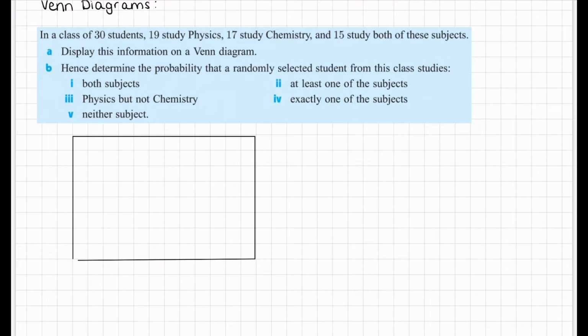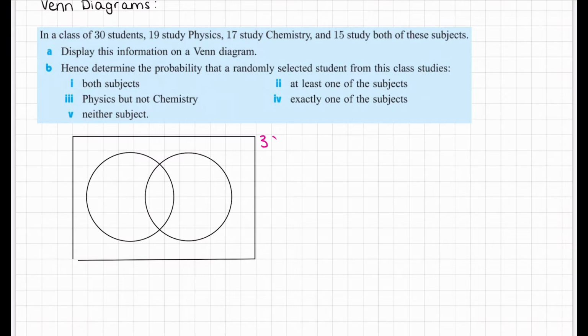Now we have physics and chemistry, so we need 2 circles. And now we can put the information. We have a class of 30, so we can just write 30 on the outside. I always like to, if possible, start in the middle. Now, we're told in the question that 15 study both of these subjects, which is where the two circles overlap. And then we also need to label them P and C for physics and chemistry.